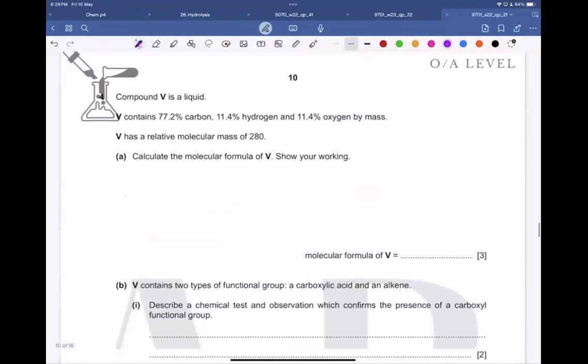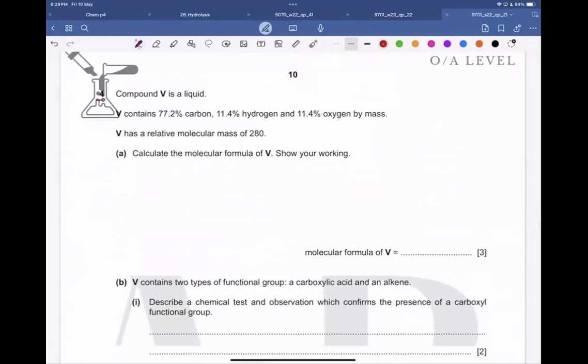Now we are left with question number 4. Compound V is a liquid. V contains 77.2% carbon, 11.4% hydrogen, 11.4% oxygen by mass. V has a relative molecular mass of 280. Calculate the molecular formula of V.